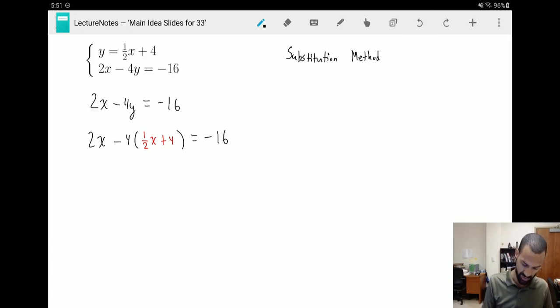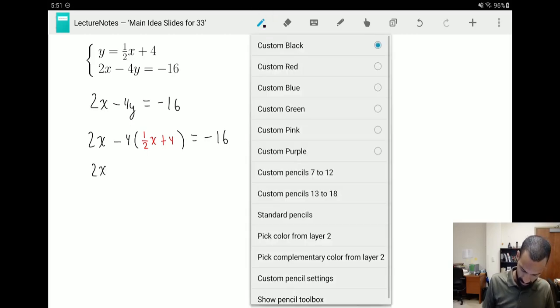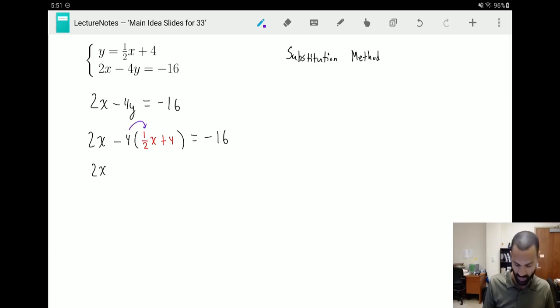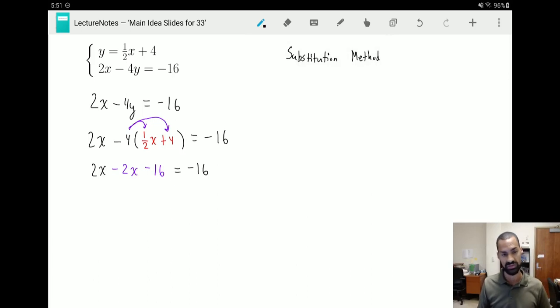We know we need to distribute the negative 4. So let's bring down the 2x. We'll distribute negative 4. Negative 4 times 1/2. Half of negative 4 is negative 2. So negative 2x. Negative 4 times 4 is negative 16. And then we'll bring down the rest. Equals negative 16. Now we have three terms on the left. We need to combine like terms. I see that I have 2x and negative 2x. 2x minus 2x is 0x. Oh, they canceled each other out. We have a special case here. Something is happening. Negative 16 equals negative 16.